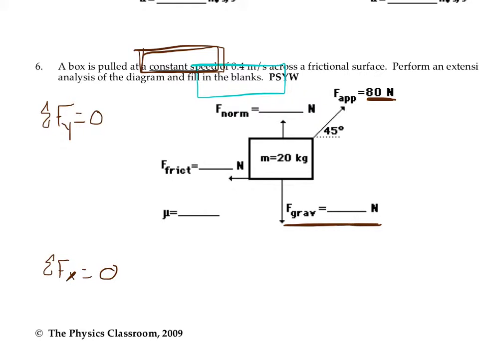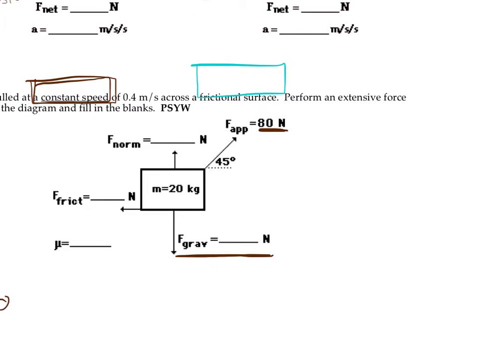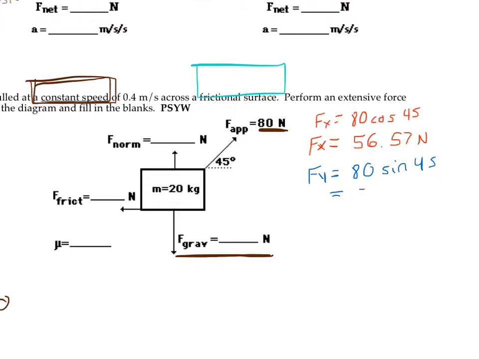Just like before, we start looking at this force being applied, because it's being applied at an angle, and we hate angles. We want everything in the x and y component. We break it up into its x component, which is simply 80 cosine of 45, which gives us 56.57, and we find our applied force in the y, which is simply 80 sine of 45, which also gives us, because it's 45, 56.57 newtons.